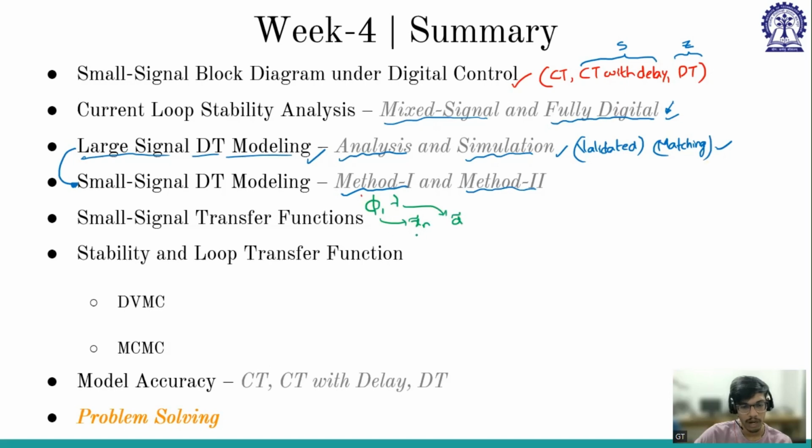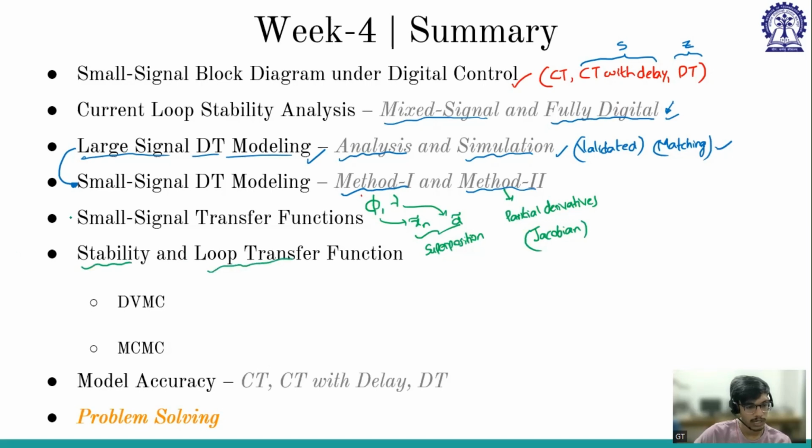And then we applied the superposition theorem. Method 2 is the Jacobian method. We did partial derivatives, and I can say Jacobian method because we are calculating the Jacobian matrix. And then we checked the stability and loop transfer function.